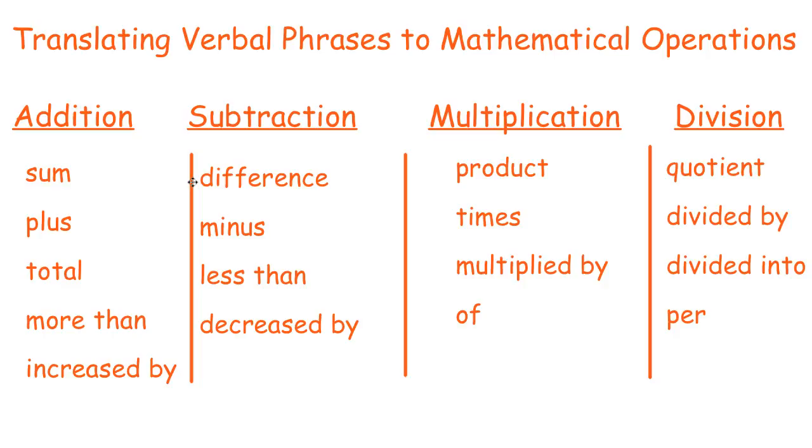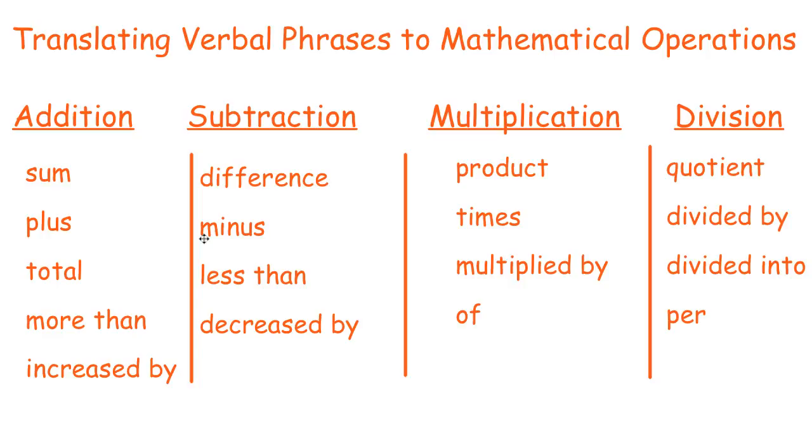If I said find the difference of 10 and 8, and you did 8 minus 10, your answer would be negative 2. And so the order of subtraction really matters. Next we have minus, 12 minus 5, that's subtraction. Less than 100, less than a number would be 100 minus x. Decreased by, that's also subtraction.